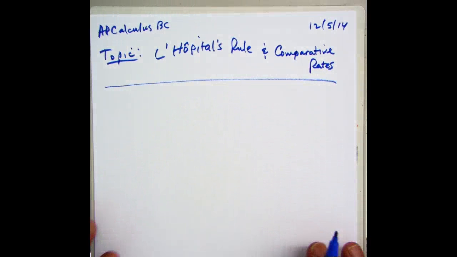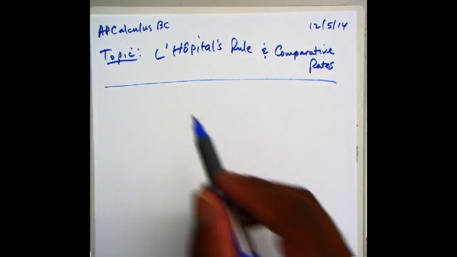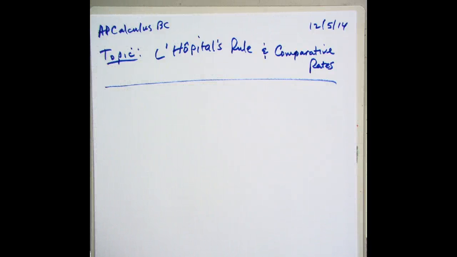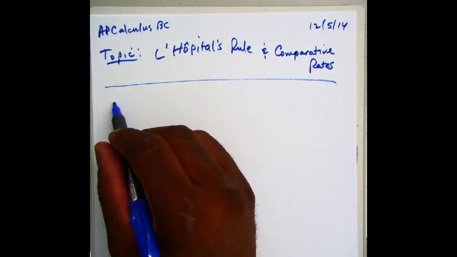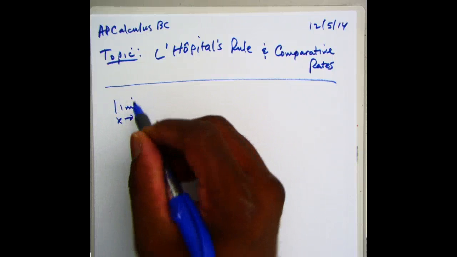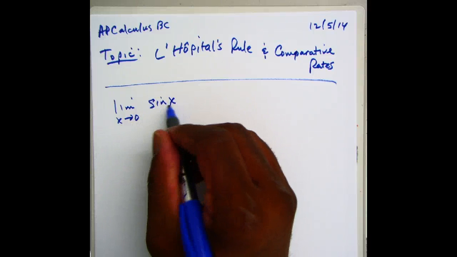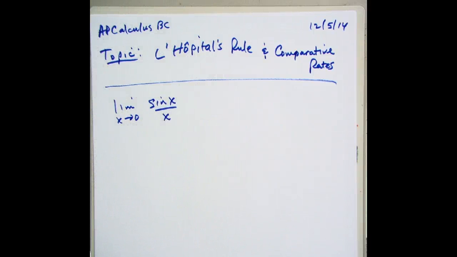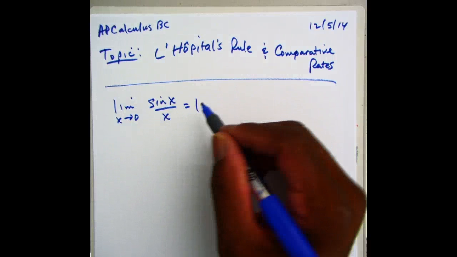Okay, so getting into L'Hopital's rule, we're going to talk about indeterminate forms. Who remembers, by the way, from chapter 1, was it 1 or 2, the limit as x goes to 0 of sine of x over x? That's 1, right? How did we determine that it was equal to 1?